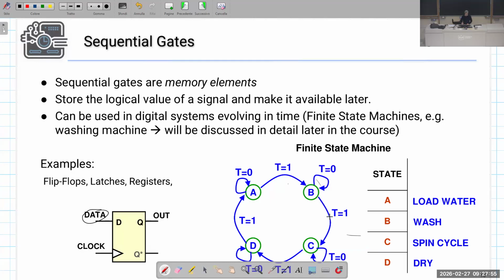The system evolves from one state to another, and in the end, this approach can be adopted to implement more complex digital behavior, in particular inside the microprocessor. This is how the control unit of the microprocessor is implemented. These are just introductory concepts to introduce which are the functions that we may be interested in implementing with digital electronic circuits.